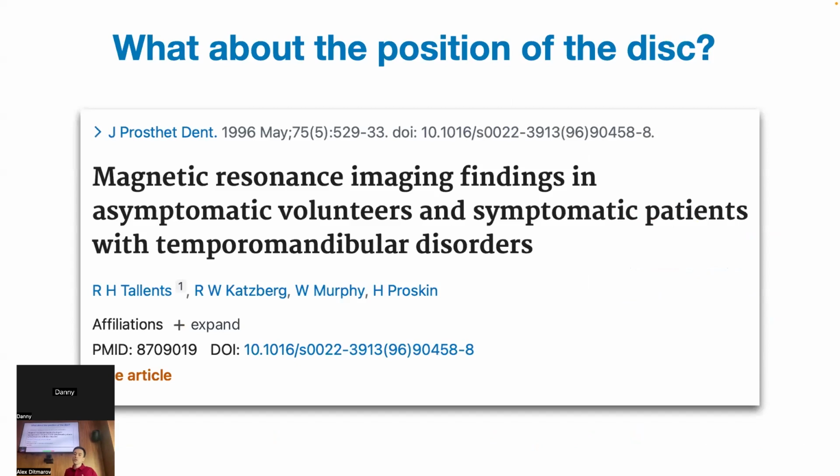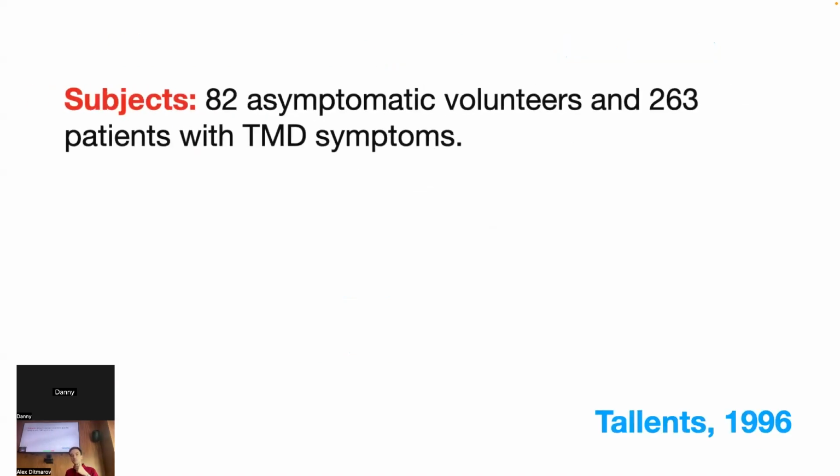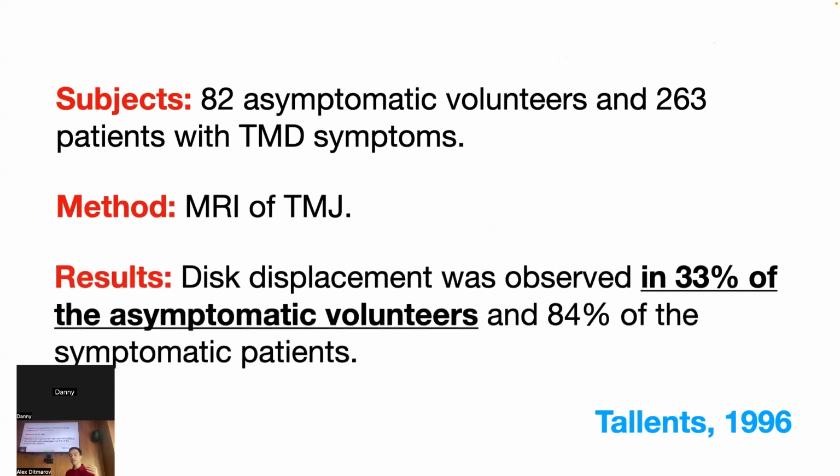So what about the disc? We talked about the bony structures, right? Where the condyle should be positioned in the fossa. Let's talk about the disc, where the disc should be. Where is the disc in asymptomatic patients? So that's a classic study, one of the first MRI studies, from 1996. The subjects of this study were 82 asymptomatic volunteers and 263 patients with TMJ symptoms. So the method was MRI of the TMJ, and here are the results.